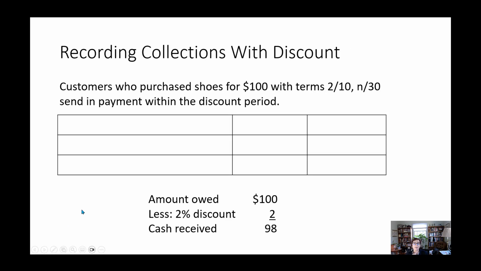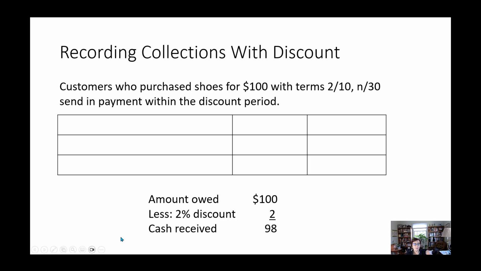All right, so recording collections with a discount. Now, let's say the customers who bought shoes for $100 with terms 2/10, net 30 send in payment within the discount period. Okay, so the customer owes us $100. They get a 2% discount on the $100 that they owed us. So 2% of 100 is 2, and they're going to pay us $98.